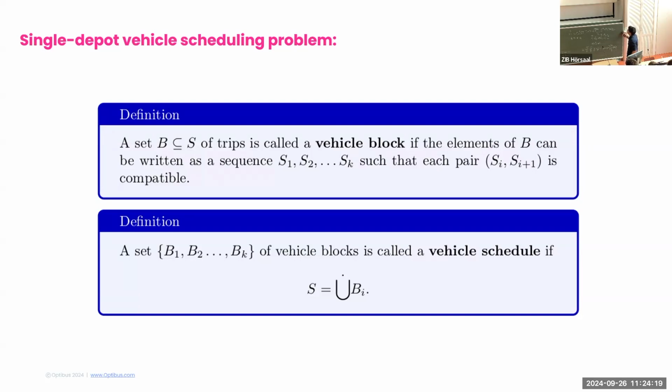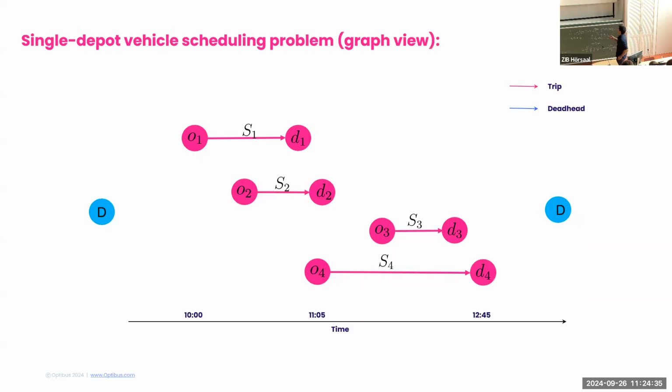Then I call it a vehicle block, which is one course that a bus takes, which is feasible. And then I say that a vehicle schedule is a set of blocks that covers all my trips, all my service trips. So all the trips that I want to take, they are covered. I think it's a bit nicer to see it in a graph view.